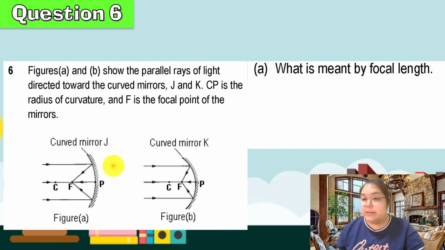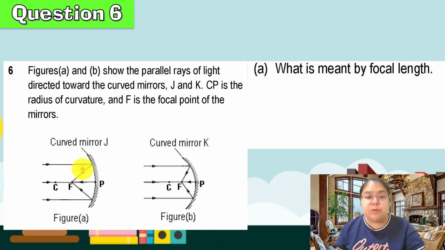Okay, then we go to question number 6. Now A and B show parallel rays of light directed towards the curved mirror. We have two curved mirrors, one is mirror J, one is mirror K. CP is the radius of curvature and F is the focal point of the mirror.